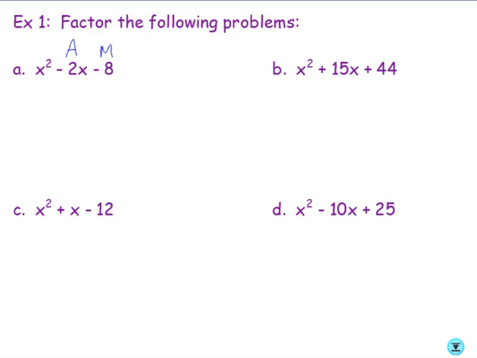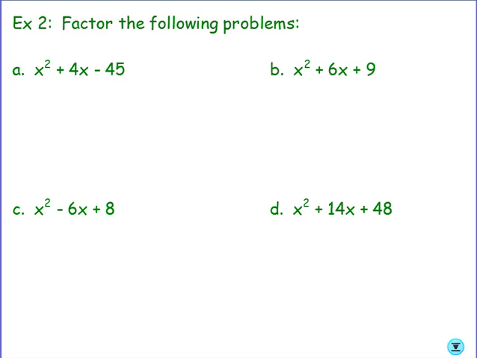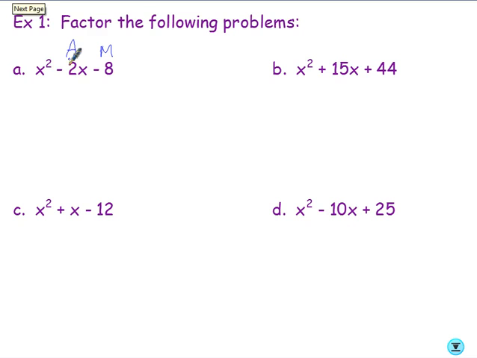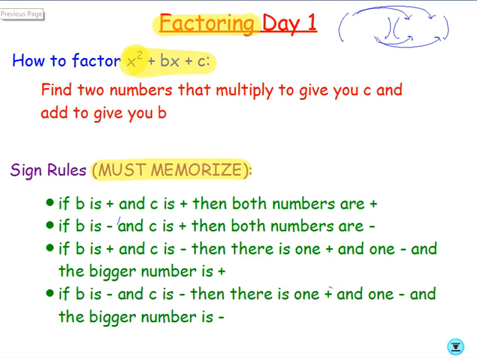Now, we're looking for two numbers that multiply to give us a -8 and add to give us a -2. We're going to look at those rules we just talked about. If your multiplying number is negative, then we have one positive and one negative. Because our adding number is also negative, then the bigger number is negative. So in each pair, we have one positive, one negative, and the bigger one's negative.